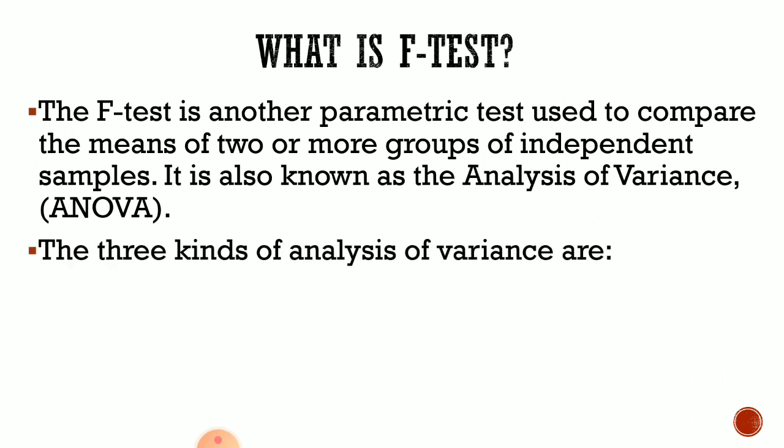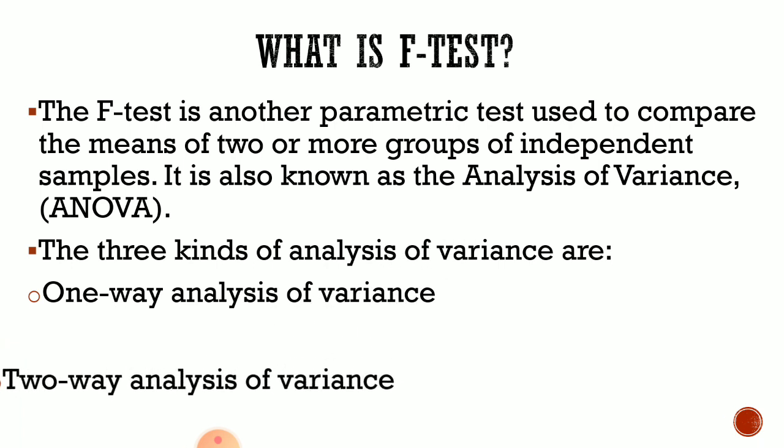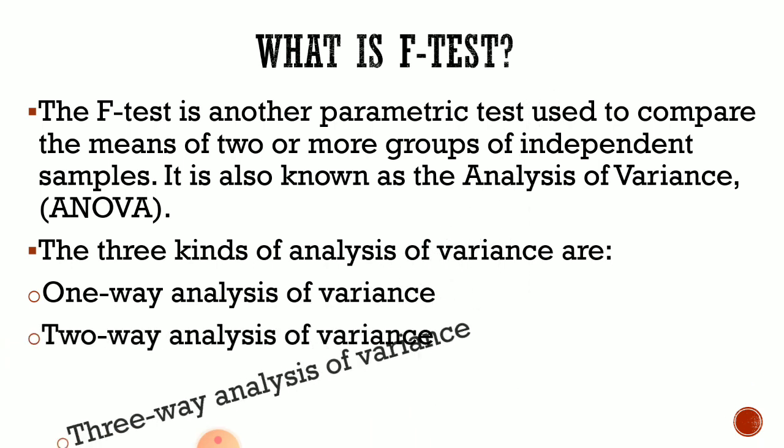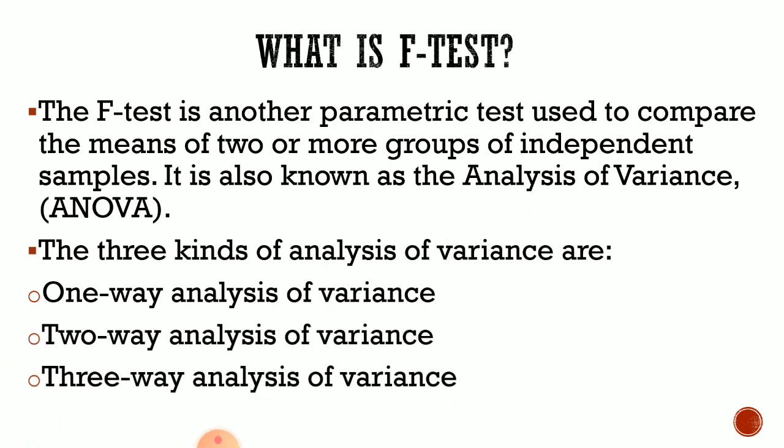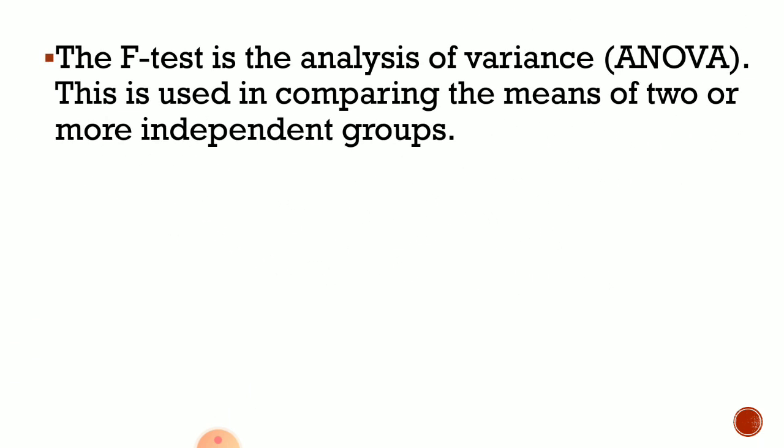The three kinds of analysis of variance are the one-way analysis of variance, two-way analysis of variance, and the three-way analysis of variance. The F-test is the analysis of variance. This is used in comparing the means of two or more independent groups.